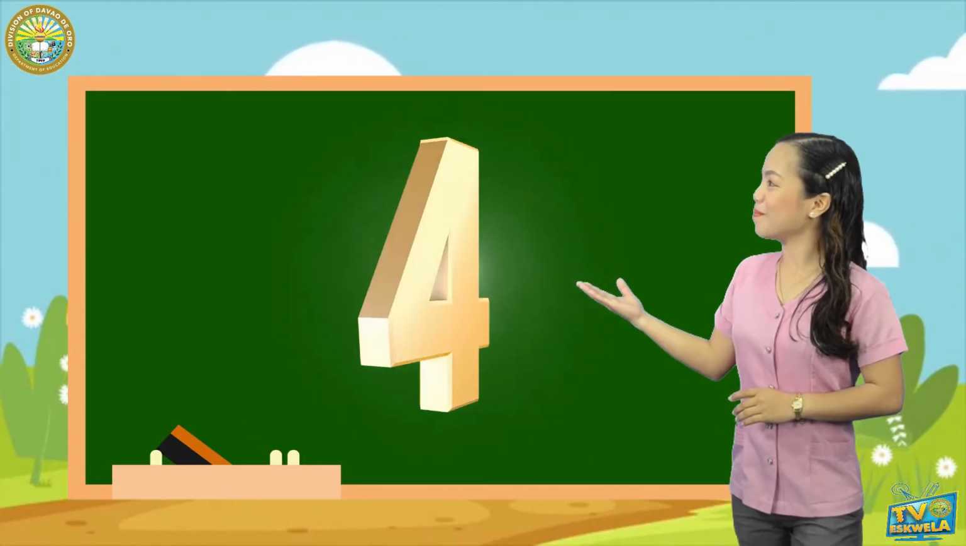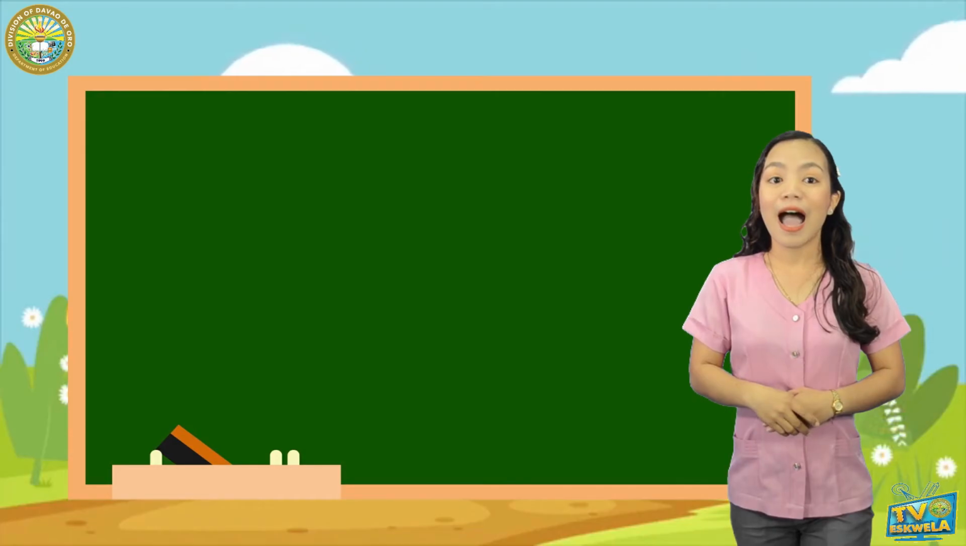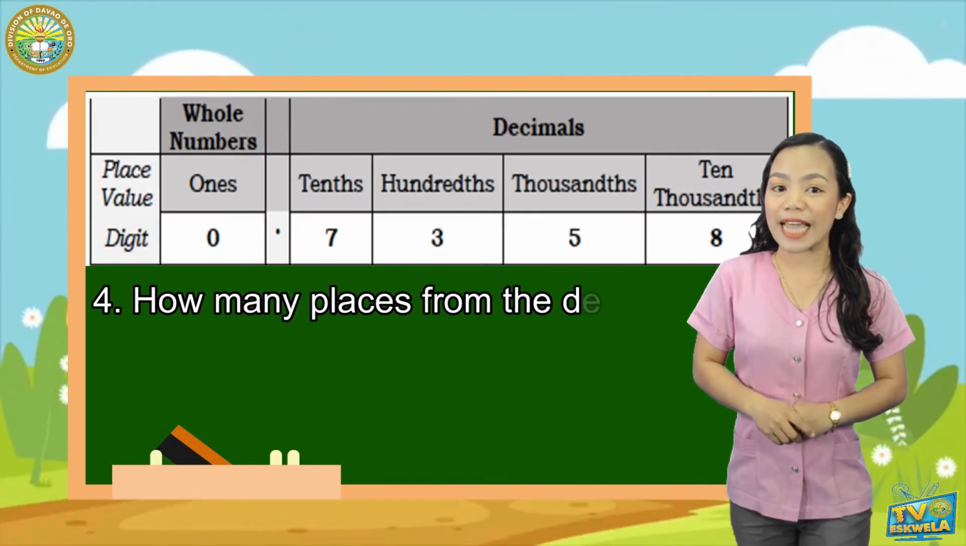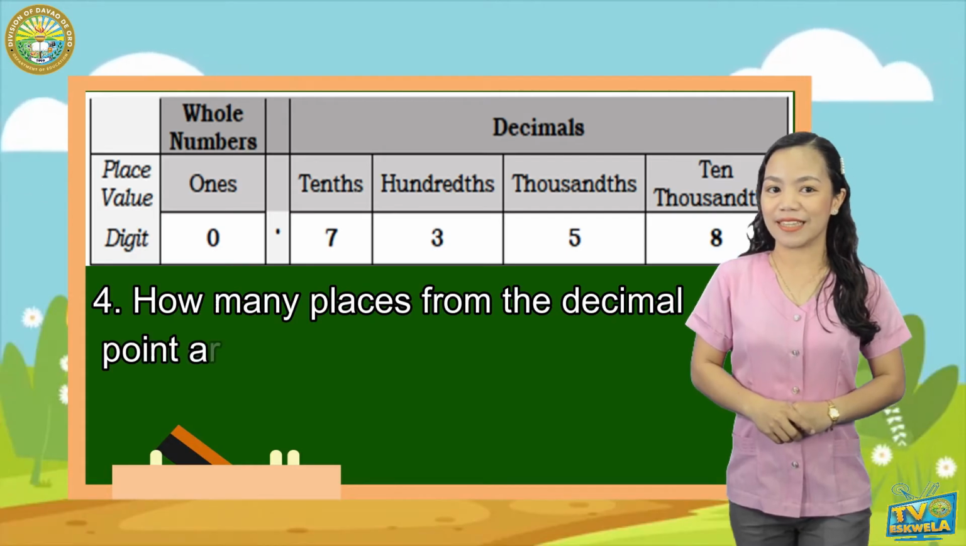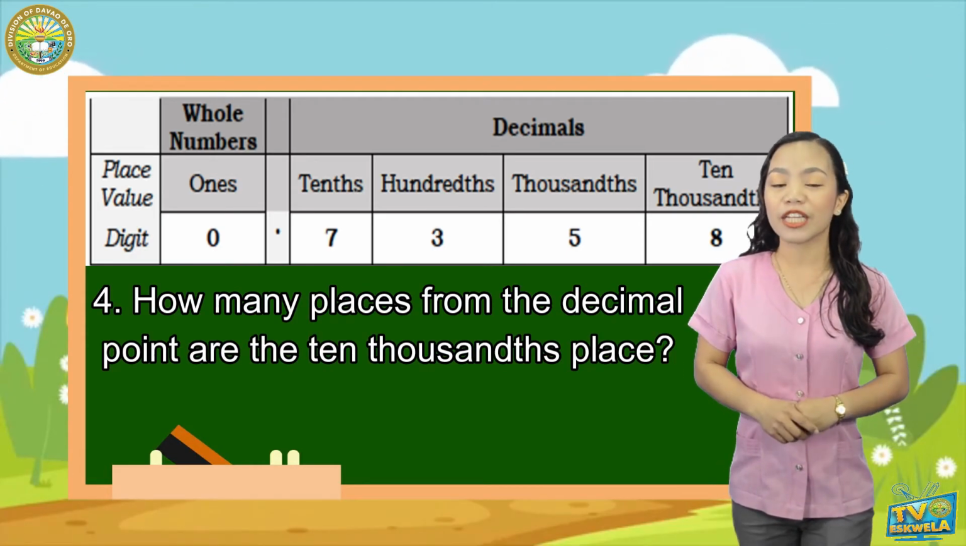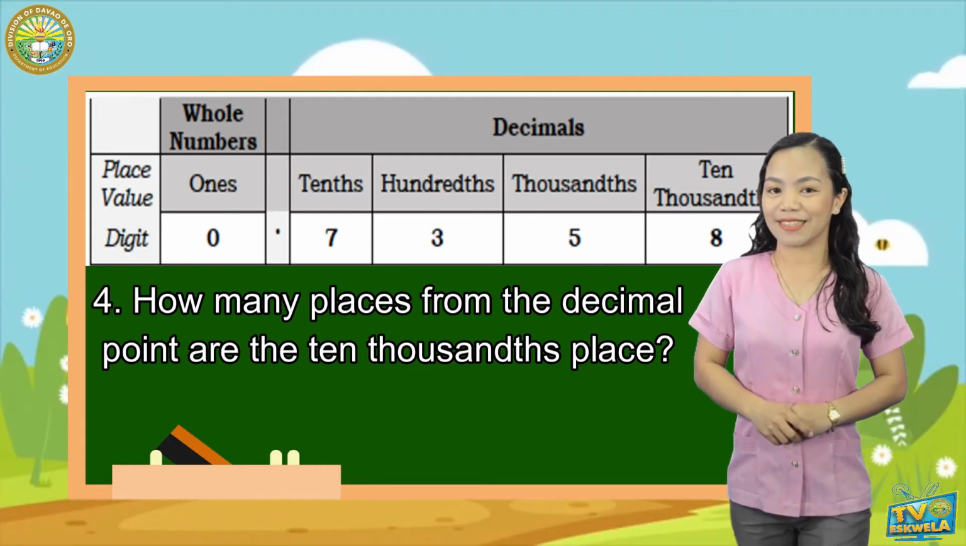Number 4. How many places from the decimal point are the 10,000s place?